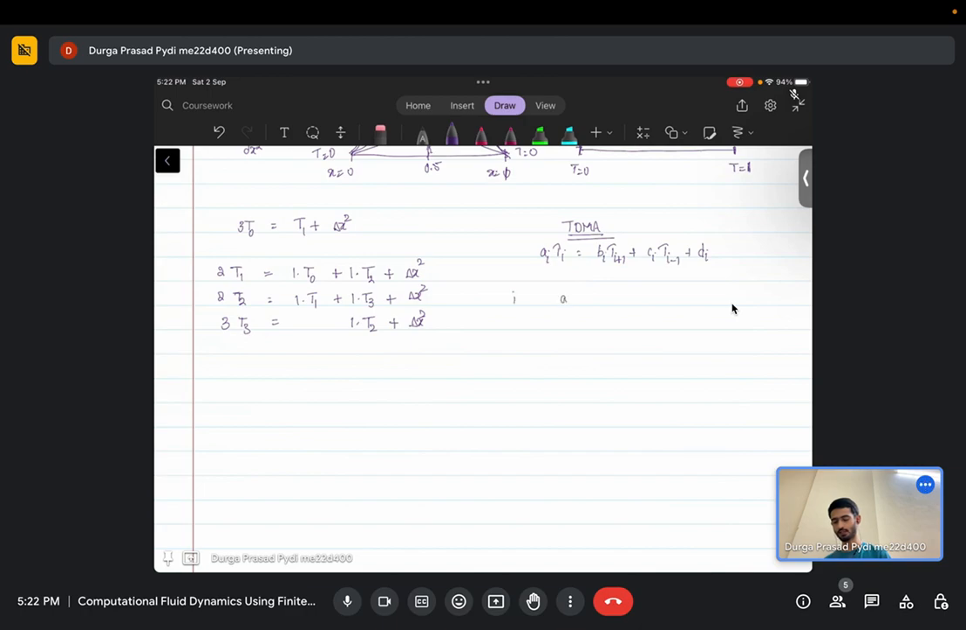So this is a_i, b_i, c_i and d_i. Initially, we have it for i equal to 0, and for i equal to 1, 2 and 3. b is essentially the coefficient for T_(i+1), so we won't be having it for the last cell. c_i is for the previous one. And d_i is for the remaining constant term.